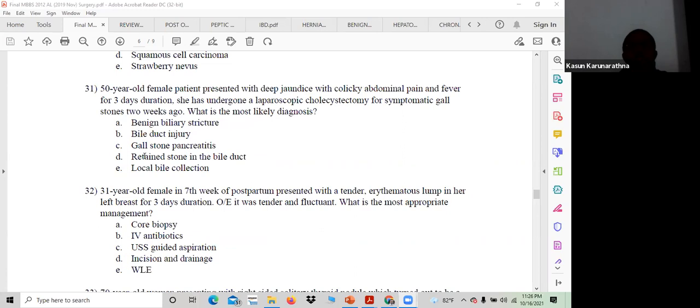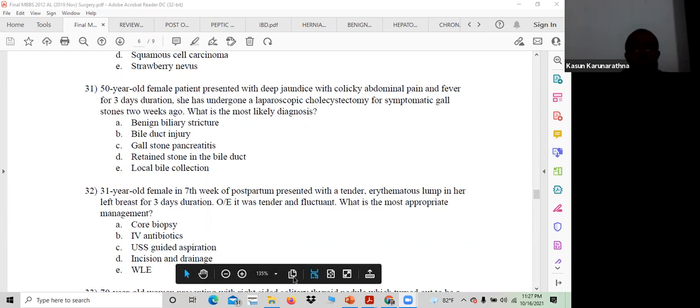So the answer should be D: a stone slipped from the gallbladder into the common bile duct, causing obstruction, which later becomes infected, right? Because it's painful jaundice, right? And following a lap cholecystectomy, a retained stone in the bile duct should be the answer. Okay.